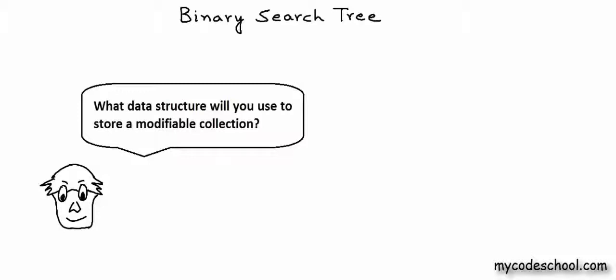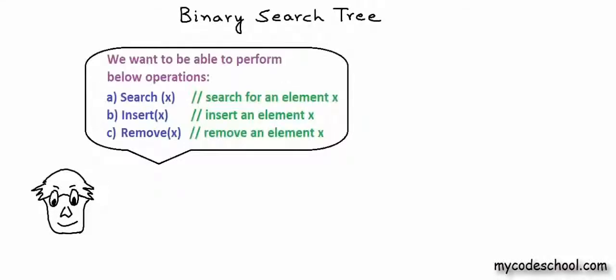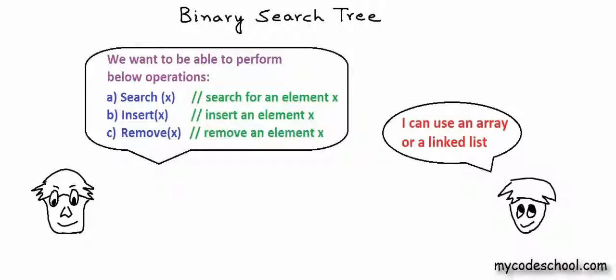Now you want to store this collection in computer's memory in some structure, and then you want to be able to quickly search for a record in the collection, and you also want to be able to modify the collection. You want to be able to insert an element in the collection or remove an element from the collection. So what data structure will you use? Well, you can use an array or a linked list. These are two well-known data structures in which we can store a collection.